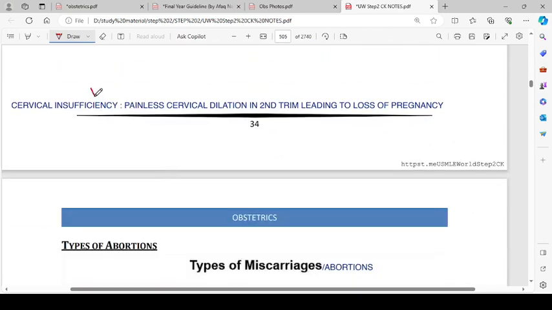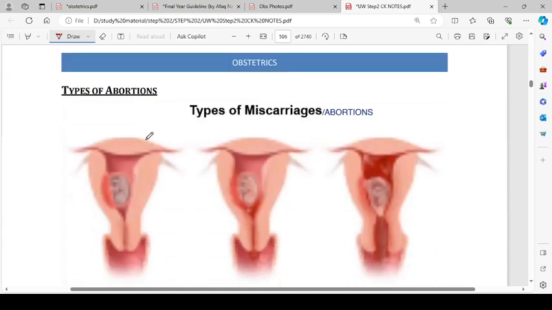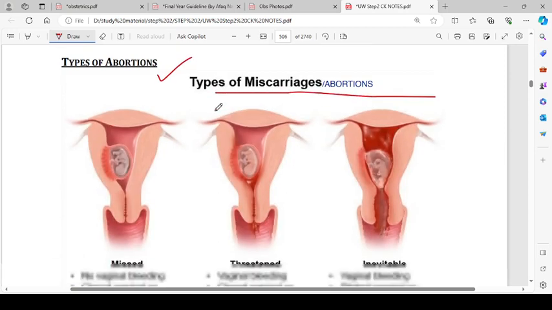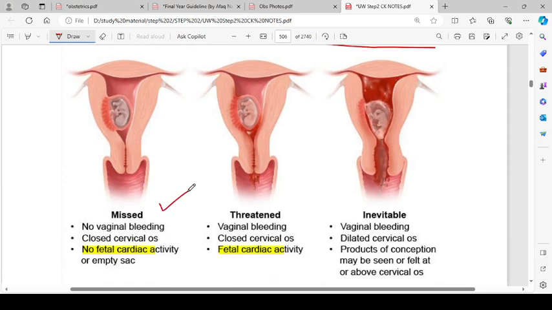Then cervical insufficiency: painless cervical dilation in the second trimester leading to loss of pregnancy. It is cervical insufficiency. What are the types of abortion? Types of miscarriage or abortions are as follows. First one is missed miscarriage.